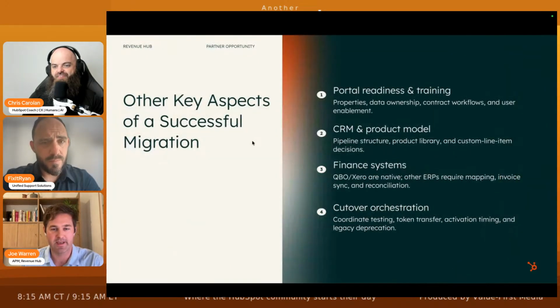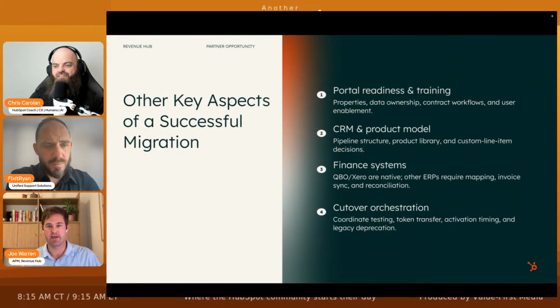To drill into that point a little more, here are four key things that come up. I'd be really curious to hear what you two think and what you're finding on the front lines. But these are the biggest additional requirements for a successful migration. Portal readiness: do you have all the proper properties, the product library, and all that sort of stuff? Training: once you migrate and you're live, is your team enabled to actually use the new system? CRM and product model, which we were just reviewing: custom line item decisions, taxes, things of that nature.